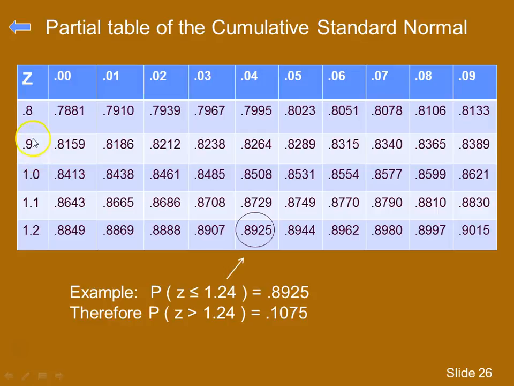So for example, let's say I looked up a Z value of 1.24. You go down the left column till you get to 1.2, go across the top till you get to 0.04, look at the cumulative probability you have here, and the cumulative probability is 0.8925. That's basically telling you that the probability that Z is below 1.24 is 0.8925. And if you know that, you also know the probability that Z is above 1.24, because these two have to be complements to one another. Just take 1 minus 0.8925 and you'll get 0.1075.